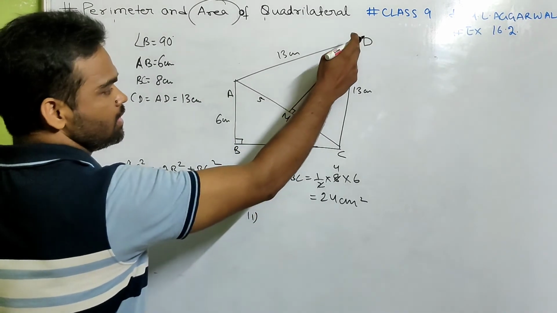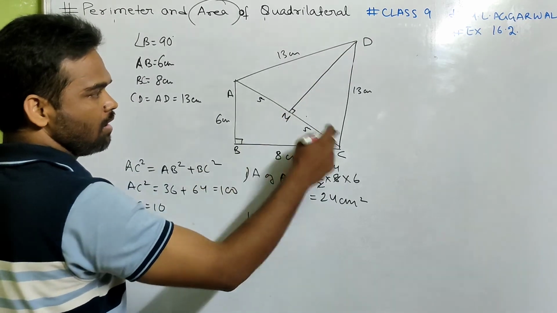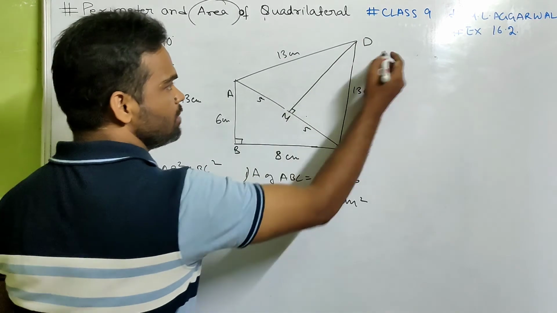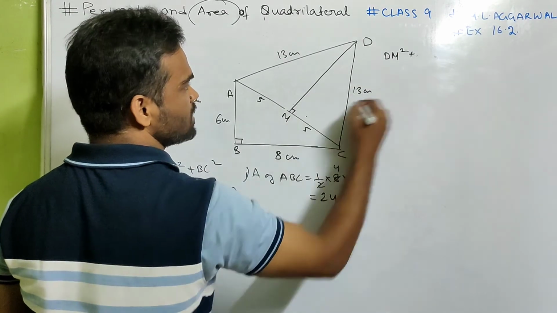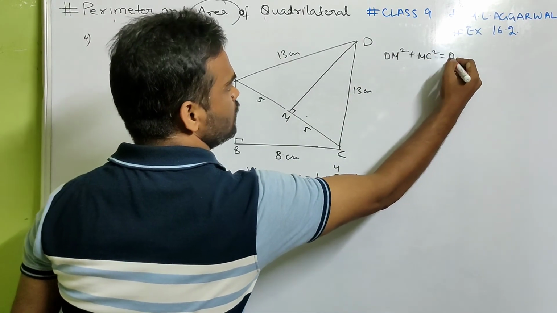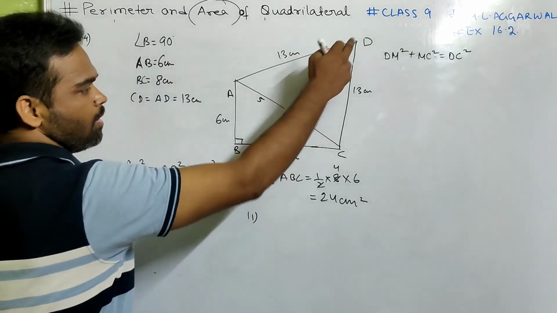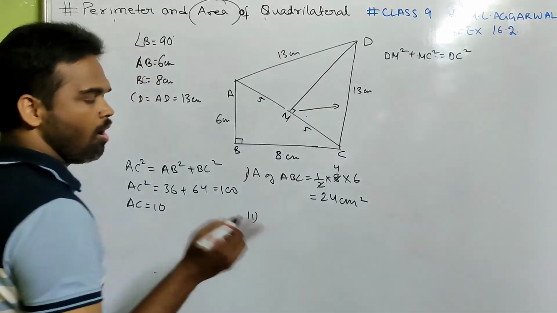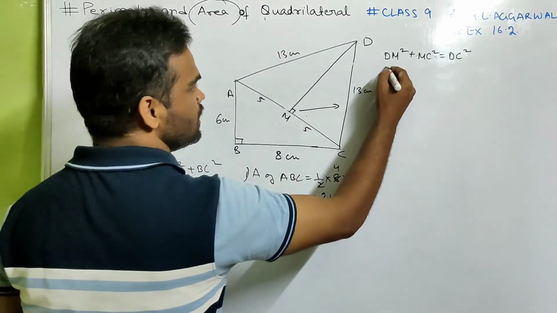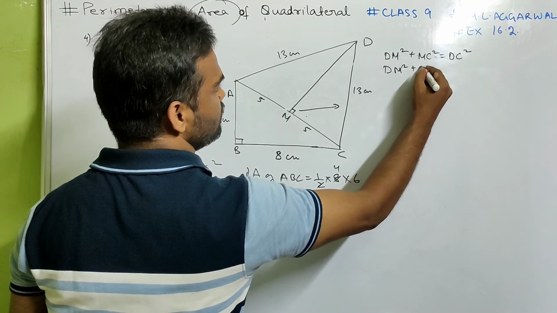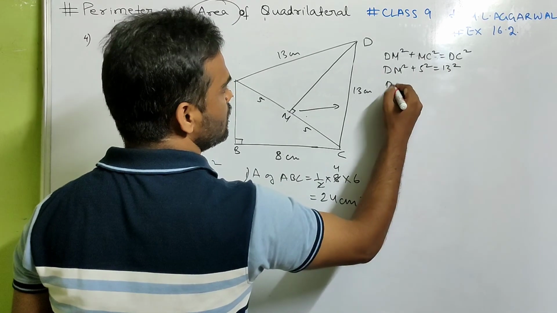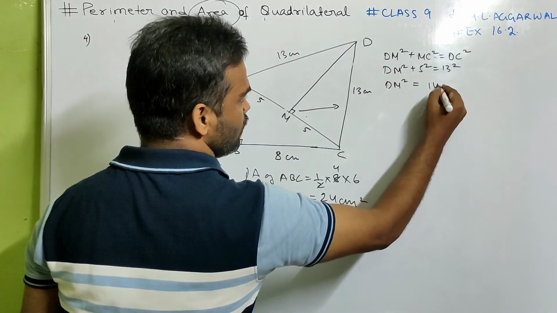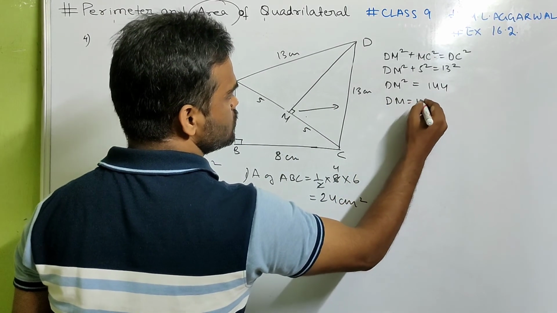Then look carefully, DMC, that's a right angle triangle. So we can use Pythagoras theorem. DM square plus MC square is equal to DC square. Perpendicular square plus base square equals to hypotenuse square. Hypotenuse is opposite to 90 degree. So DM square plus 5 square equals to 13 square. So DM square is 169 minus 25. That's 144. So DM is 12.